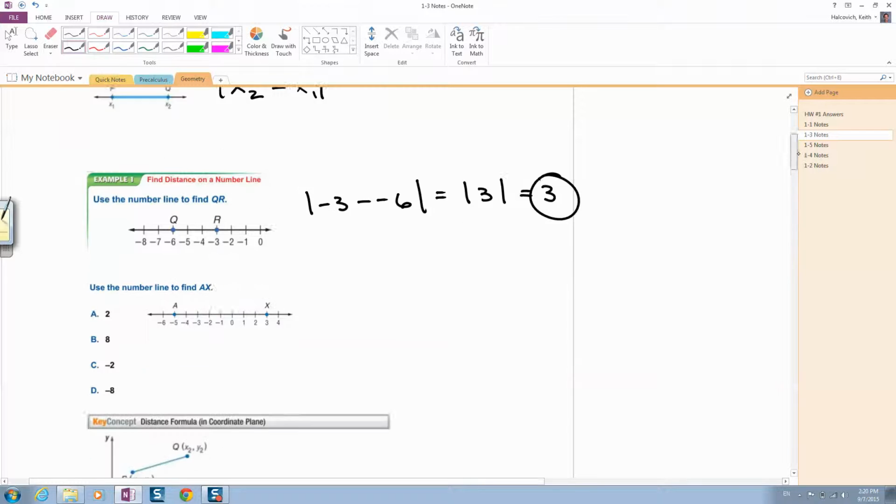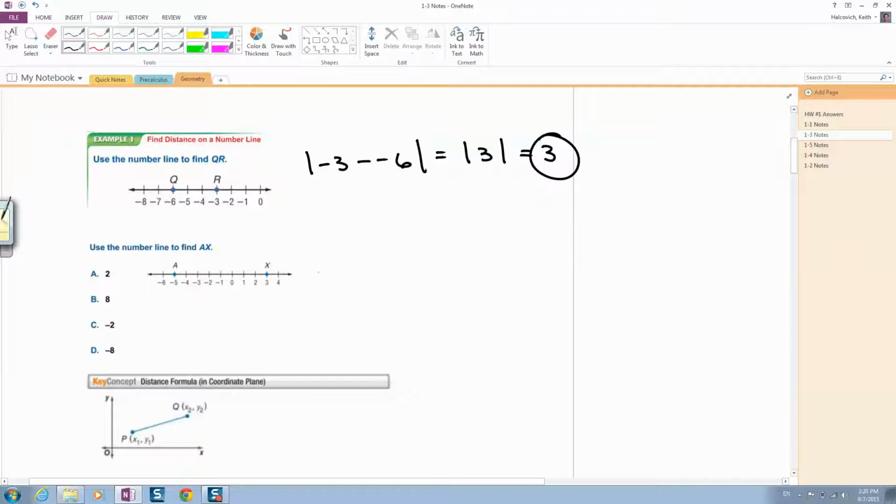So in the next one, it says use the number line to find ax. Well, 3 is x minus -5, so that's 3 plus 5, which is 8. Absolute value of that is also 8, which is B.